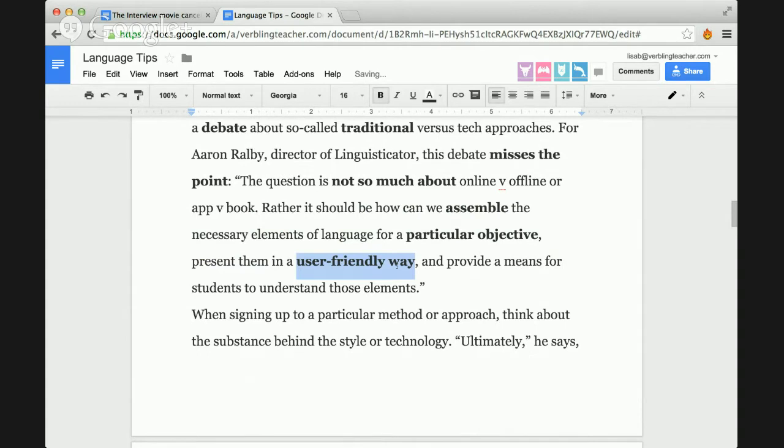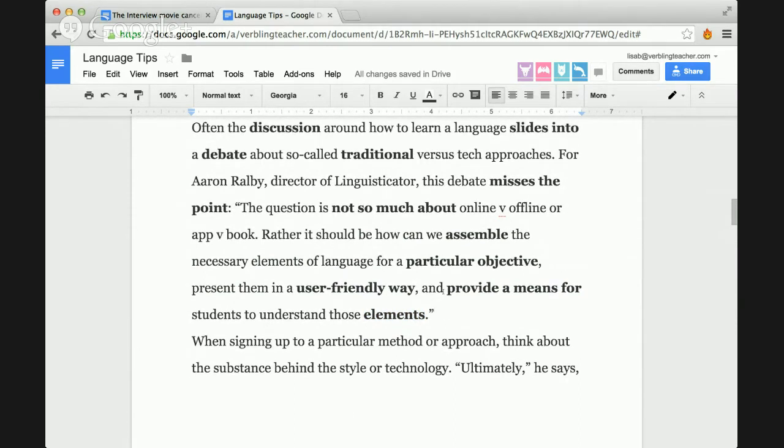So for the student who's learning, what is helpful to that person, and try to figure out a way to provide a means for, a means is just a way, for the student to understand what they're trying to learn. It doesn't really matter whether you're trying to learn vocabulary or grammar or phrasal verbs, expressions, whether it's online or offline. It's more important to make sure that students just understand.